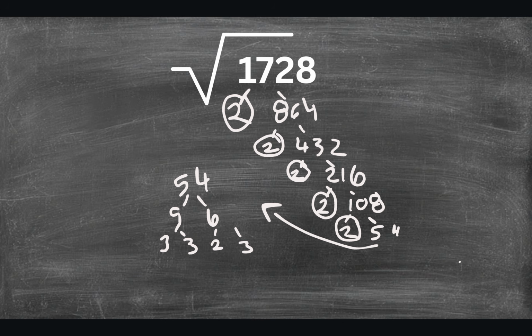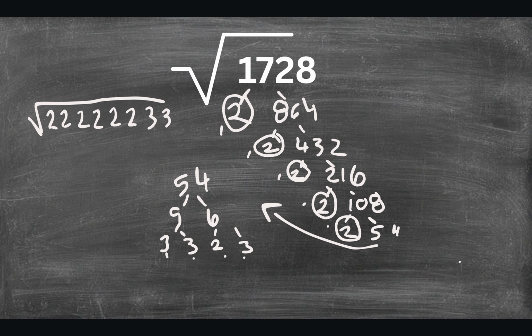So now what we're going to do is write all these prime numbers underneath the square root symbol. And we have 2's. We have 1, 2, 3, 4, 5, 6 2's. And then for 3's, it looks like we have 1, 2, 3.